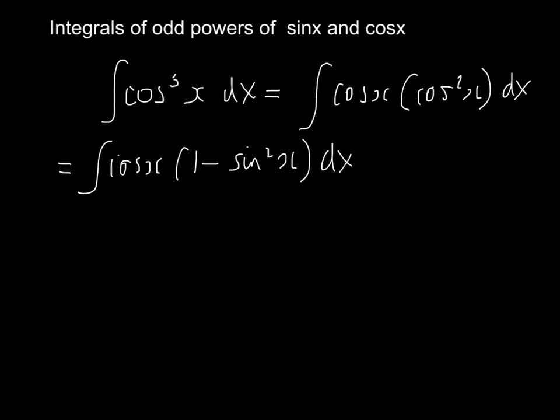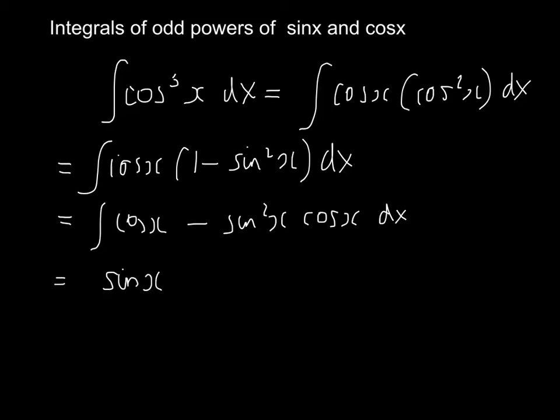Now that looks like it's making it more complicated, but it's not. If we multiply out those brackets, we've got cos x minus sine squared x cos x. The first part, the integral of cos x, is nice and easy. That's just sine x. And the second part of the integral, sine squared x cos x, is of the type that we just did.